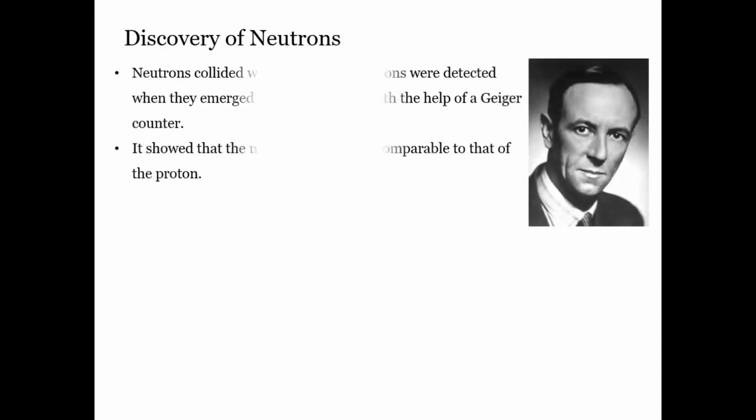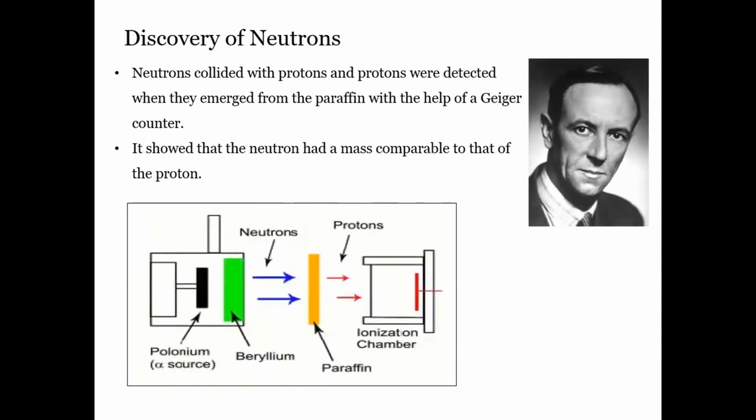If we go further into the discovery, the neutrons were allowed to collide with protons, and the protons were in turn detected, and their energetics was measured. With the help of a Geiger counter, they were counted, and it was shown that the neutron's mass is comparable to the mass of the proton.